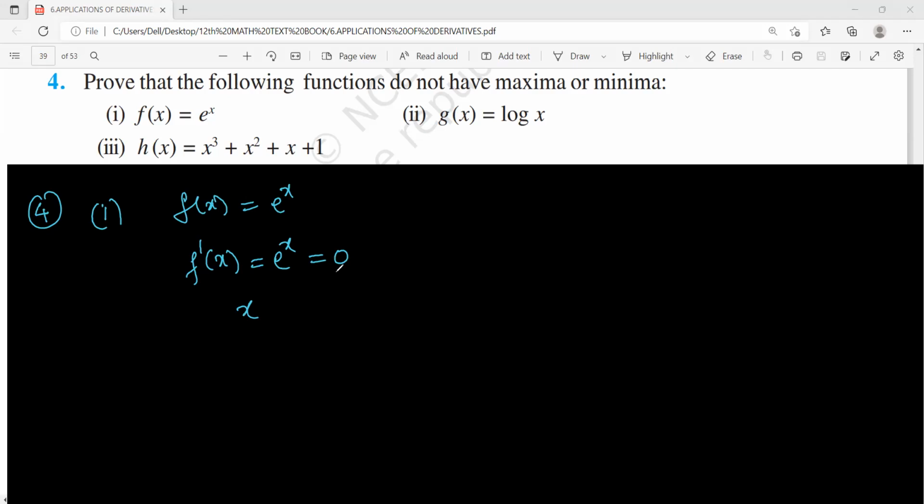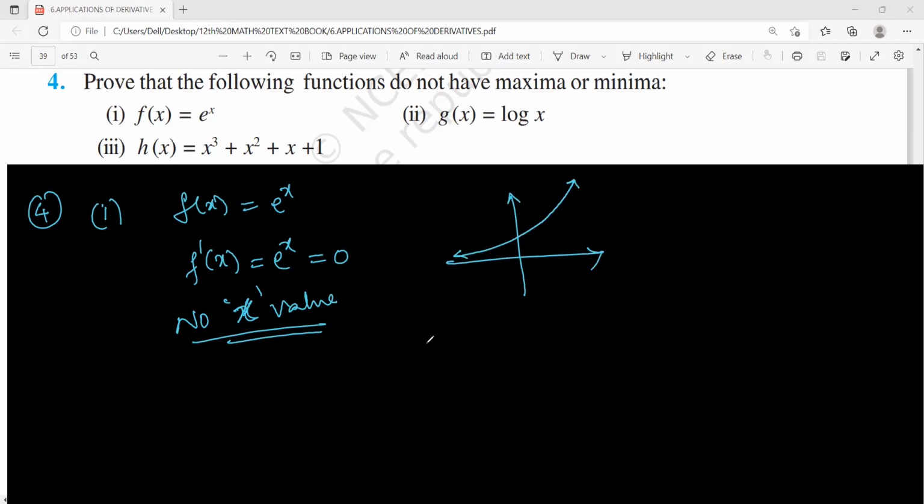That means no turning point. No x value. You understand this? What does it mean? If you see the e power x graph, it is going to be like this. See, what happens to e power x as x tends to, actually this is 0.